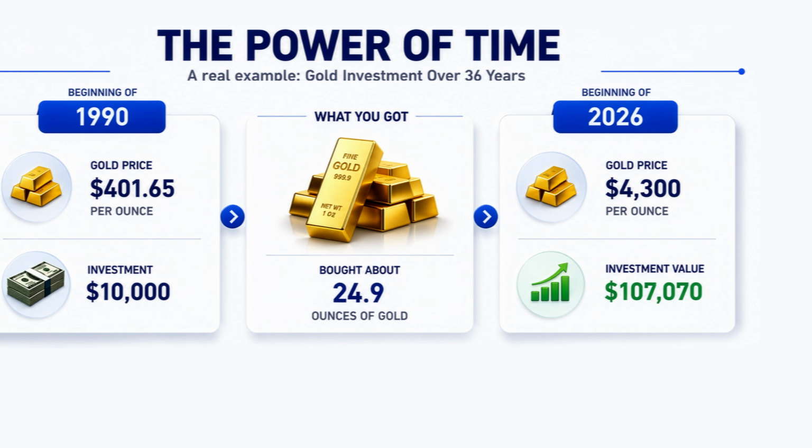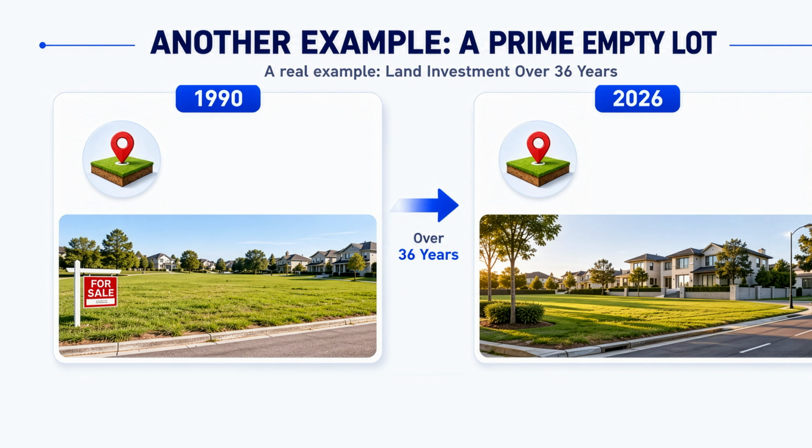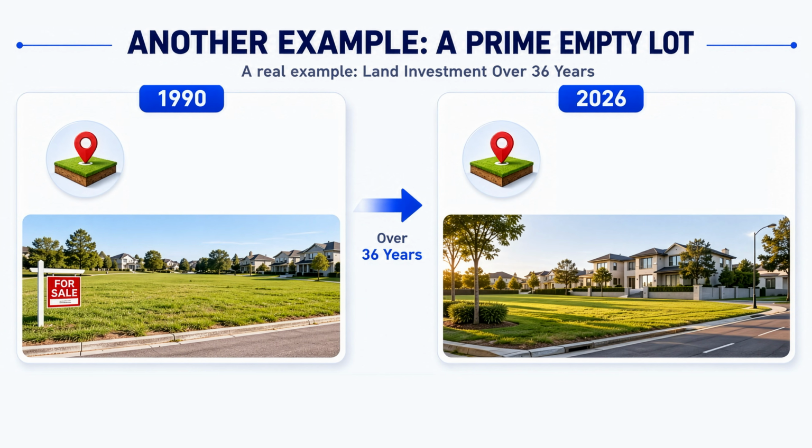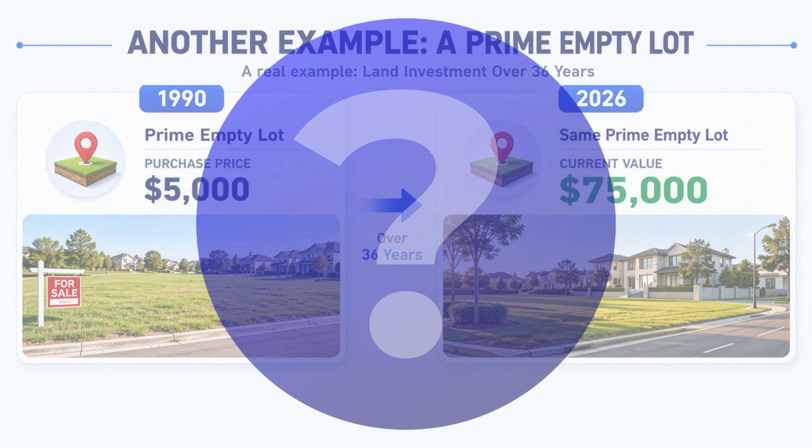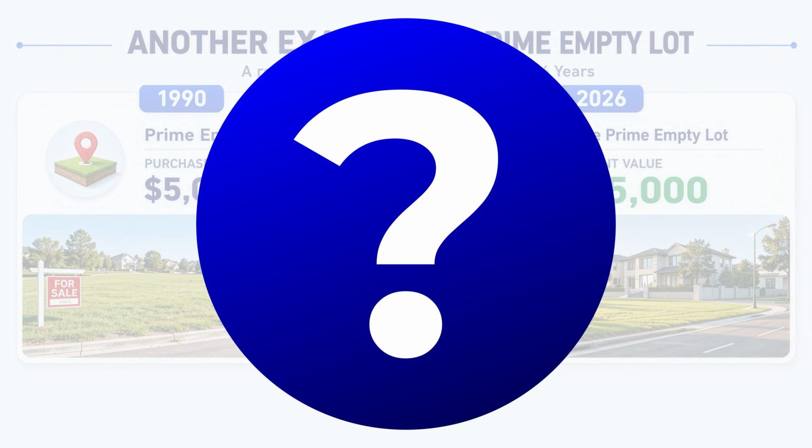$107,070. That sounds great. Now, let's say somebody else bought a prime empty lot in the suburbs for $5,000 back in 1990, and today that lot is worth $75,000. That also sounds good. But which investment actually had a better rate of return? The math makes it easy to compare.